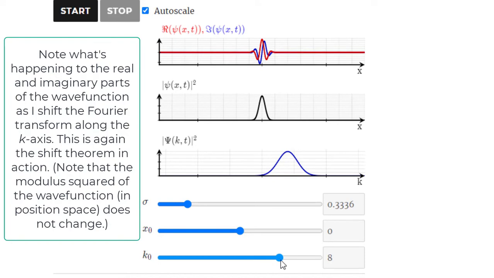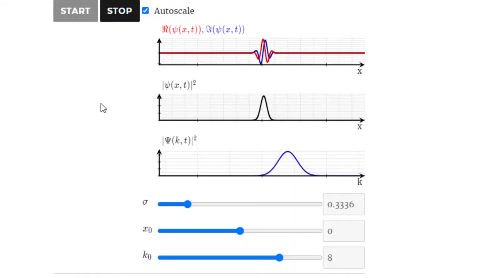If, however, we now change the center, the mean spatial frequency, the mean wave number, look what happens to our wave function. I'm going to make this, I don't know, we'll make it 8. By changing the value of k0, what we're actually doing is multiplying our Gaussian wave function by a plane wave e to the i k0 x. That gives us a net momentum because p is equal to h bar k.